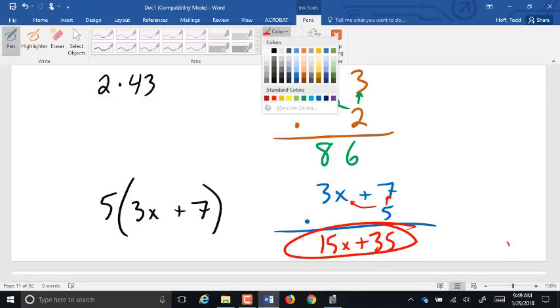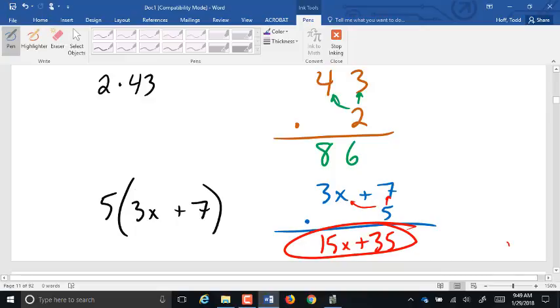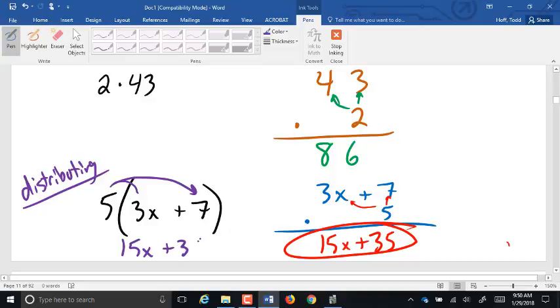Now, most of us were taught a shortcut for multiplying things that look like this, called distributing. Distributing is simply taking this number and doing the rainbows. 5 times 3x is 15x, and 5 times 7 is 35, so 15x plus 35.